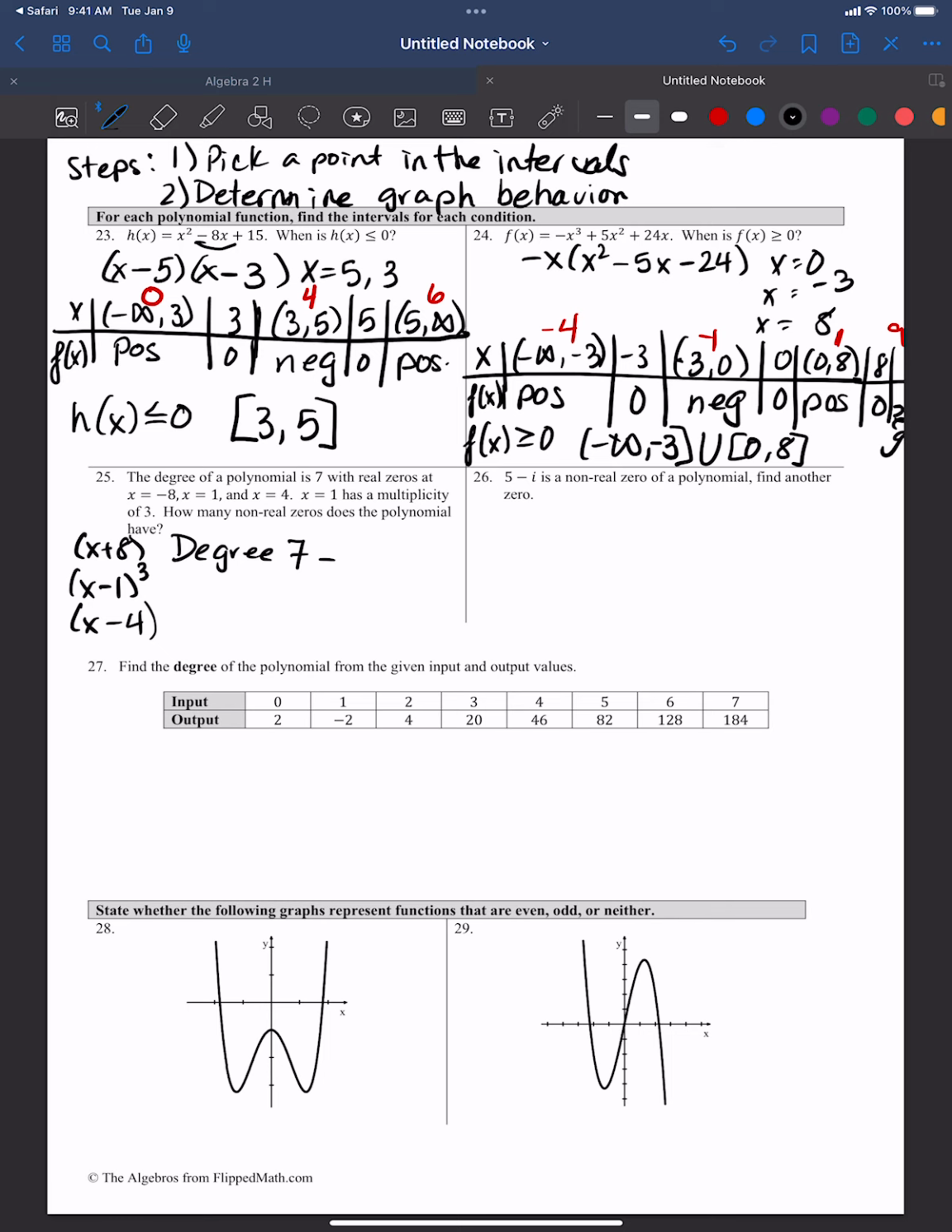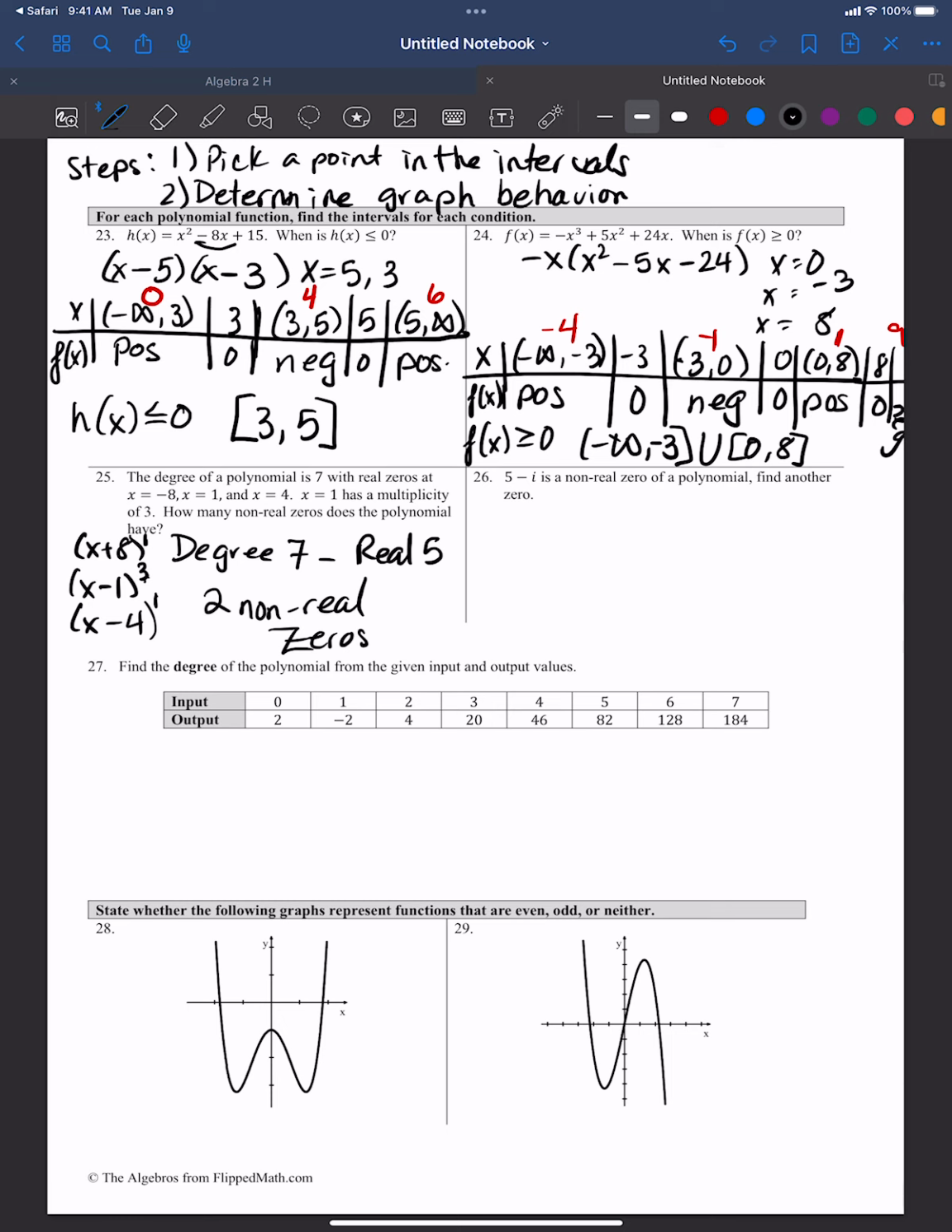Okay, and then they tell me that I have 5 real zeros. So I'm given 1, 2, 3, 4, and 5. So I have real ones. I have 5. So what I want to do is I want to subtract 7 and 5 because that's going to give me how many is left over. So I will have 2 non-real zeros.